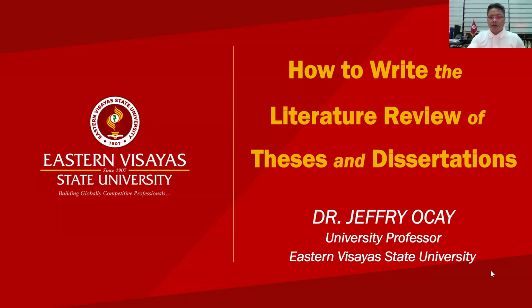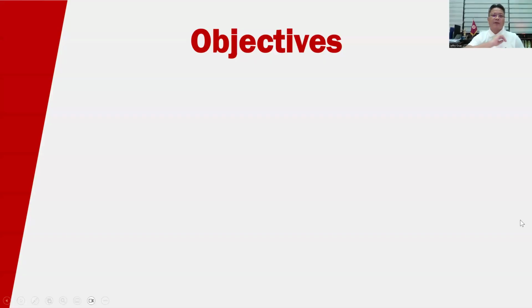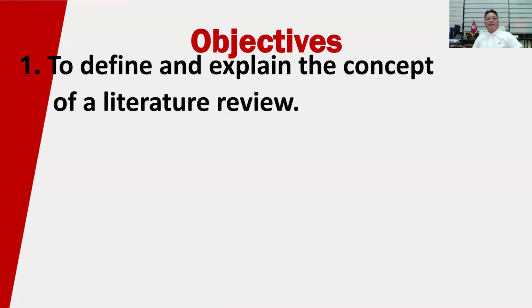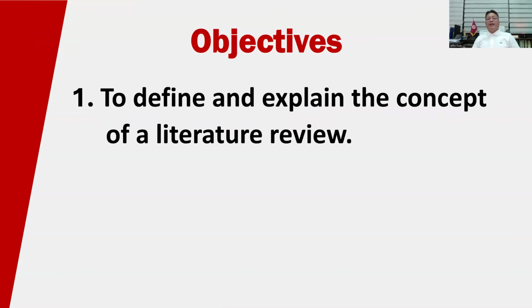In relation to the three parts, okay, it's not working now, it's working. I have three objectives for this lecture. The first one is to define and explain the concepts of a literature review. And then the second objective is again about the rationale, and the third objective is about how to do a literature review.